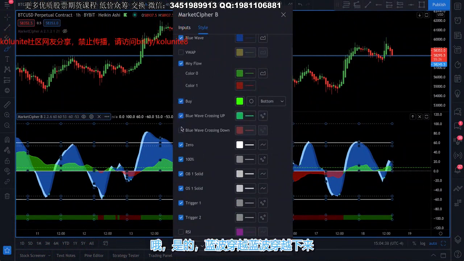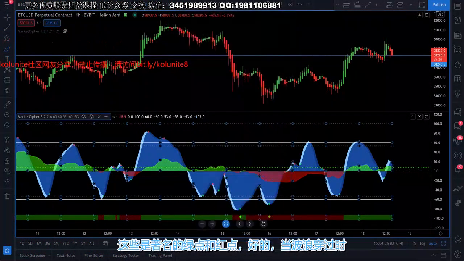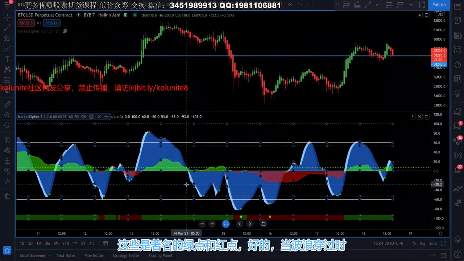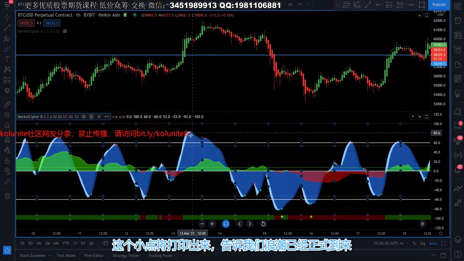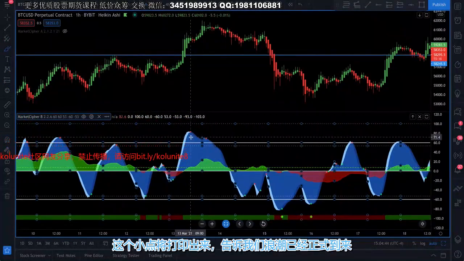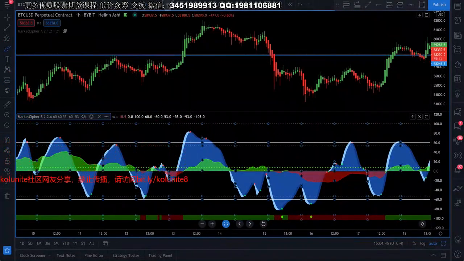Oh yeah, blue wave crossing up, blue wave crossing down. These are the famous green dots and red dots, okay? When a wave crosses, this little dot will print to tell us that the wave has officially crossed.